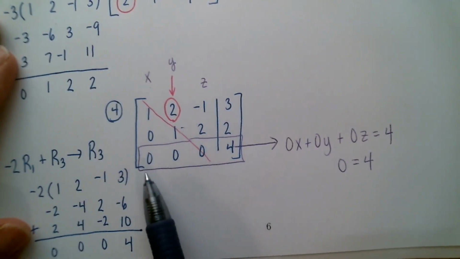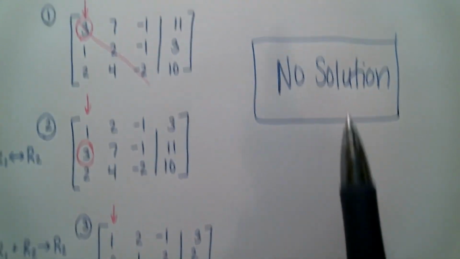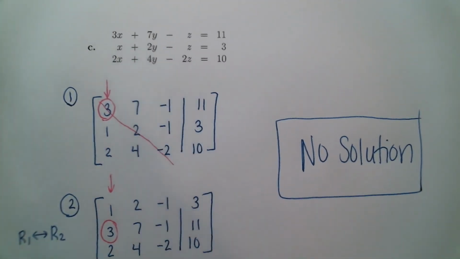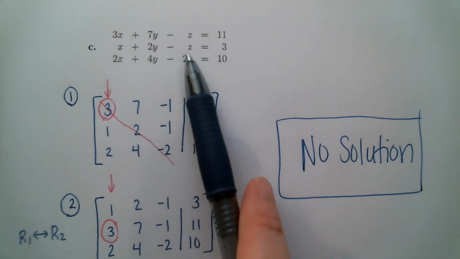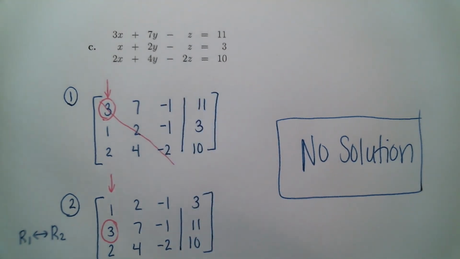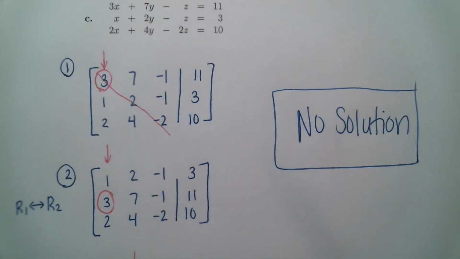And again, you did not have to keep going. As soon as you see 0, 0, 0, 4, you know that's saying 0 equals 4. Nonsensical. No solution. Done. There is no assignment of X, Y, and Z such that if you plug those assignments into all 3 equations, you get a true statement in each single one. It doesn't work. So this is our first instance of no solution.